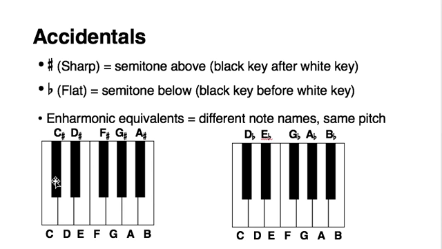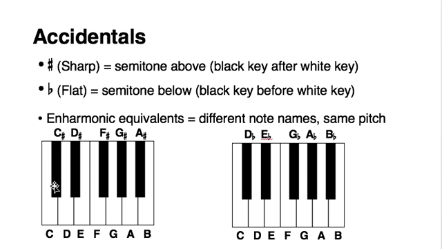If you go up a semitone from a white key, you use a sharp, right? It's like a pound sign or a hashtag. If you go down a semitone from a white key, you use a flat, which is like a little b. So the black key between C and D can be called either a C sharp, if you're thinking of C and going up a semitone, or a D flat, if you're thinking of D and going down a semitone. So it all depends on your point of reference.